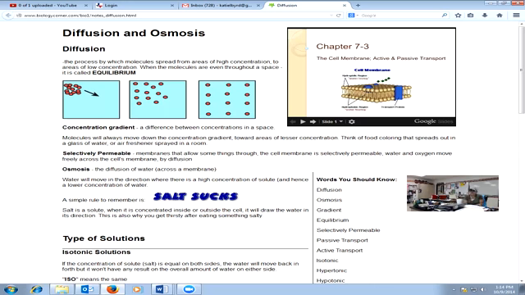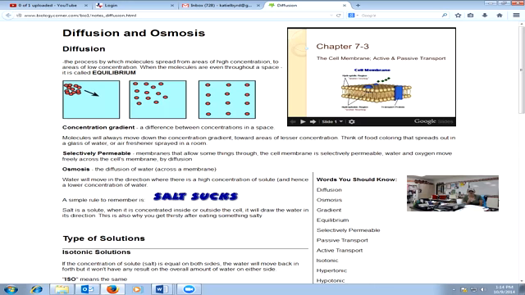So it says diffusion, which we've already talked about. The process by which molecules spread from areas of high concentration to areas of low concentration. So remember that things move with their concentration, down the concentration gradient. So they move from an area of high concentration to low concentration.